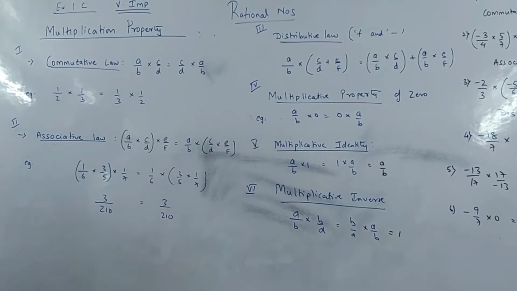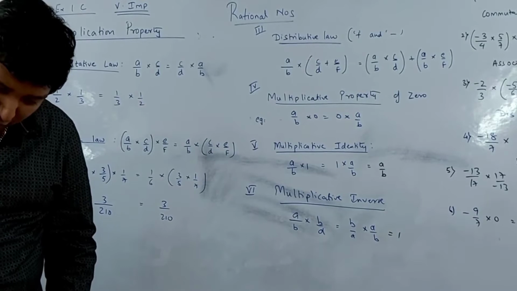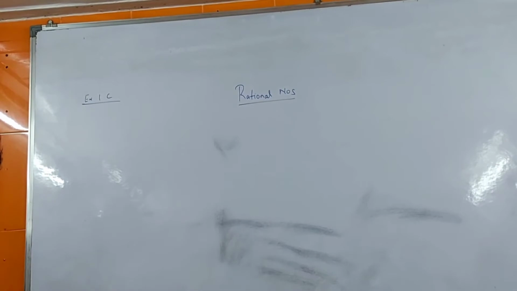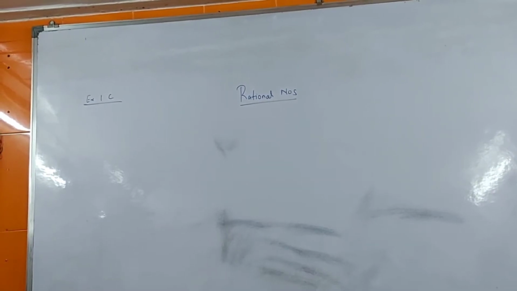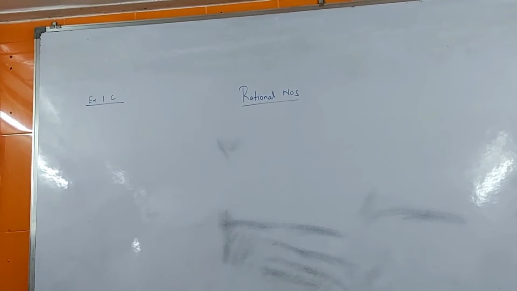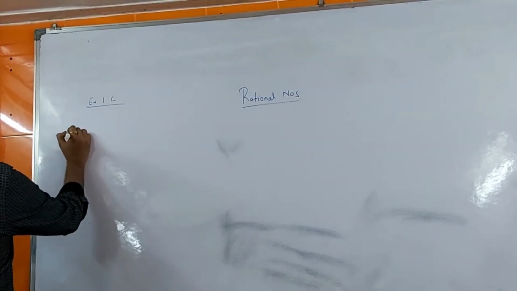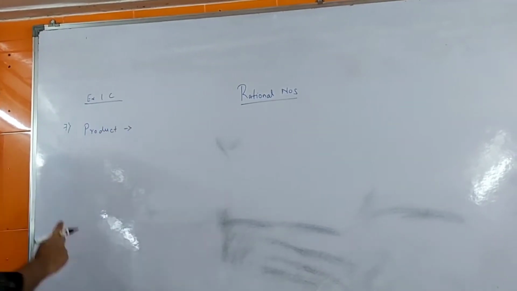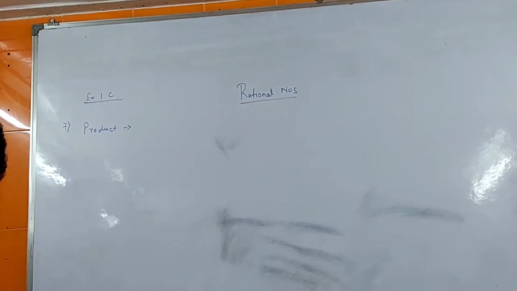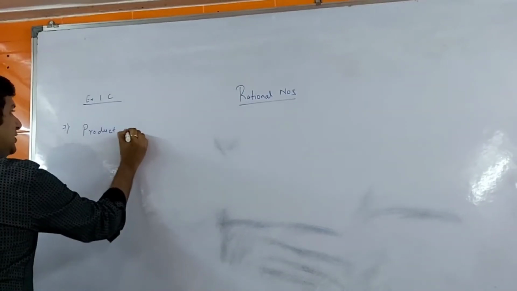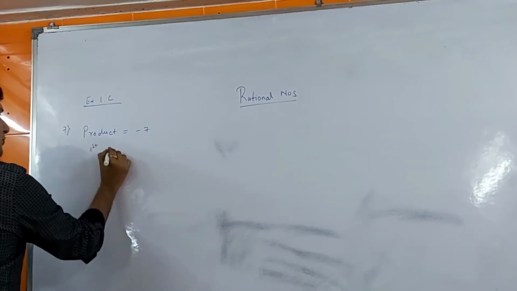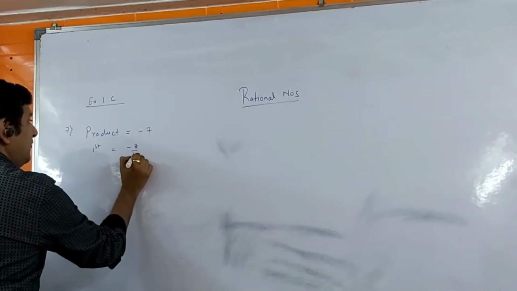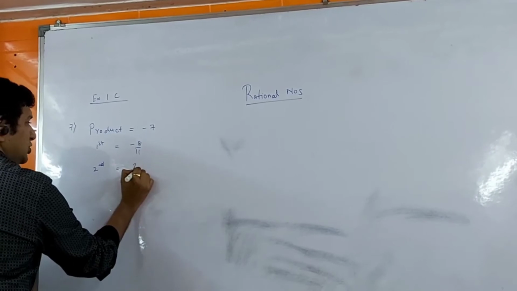Now, with this question, 5th is just true and false. Question 6 is fill the blank, which you do afterwards. Question number 7. The product of two rational numbers is minus 7, and if one of them is minus 8 upon 11, find the other. So what is the product? What do you mean by product? Product is nothing but the multiplication. So multiplication of two numbers is minus 7. The product is minus 7, and one of them is minus 8 upon 11. We have to find the second rational number, question mark.